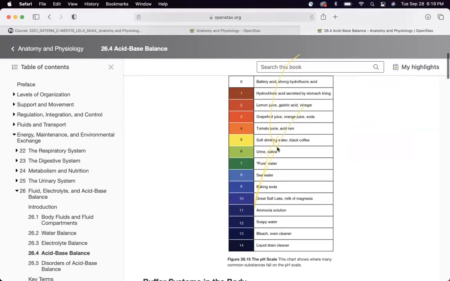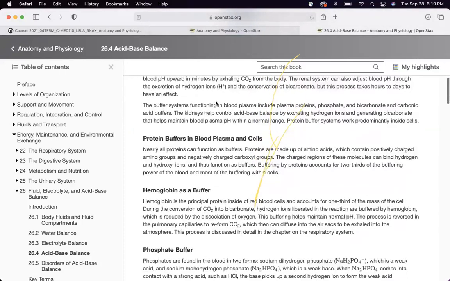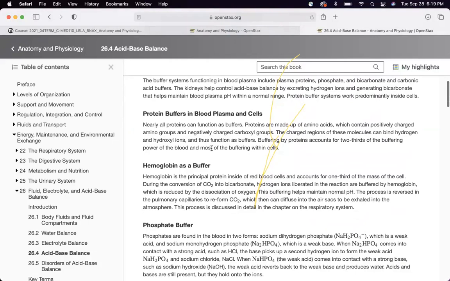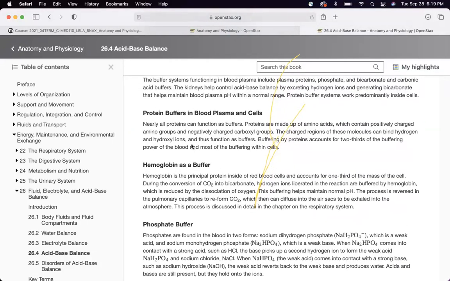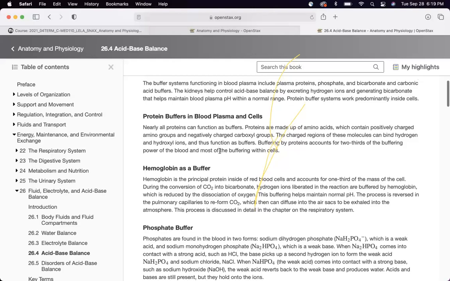So we already went through the scale of what pH is and what pH actually means. And now we know what buffers are. Buffers are either mild acids or mild bases that will help bring your body fluids back to around the pH of 7, around 7.4, which is what they call physiologic pH.